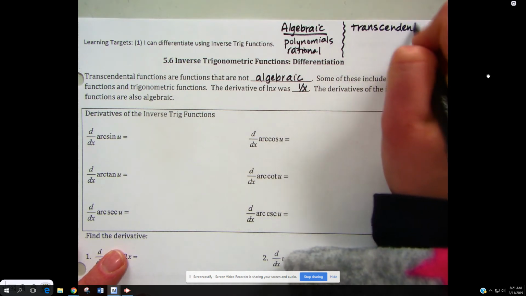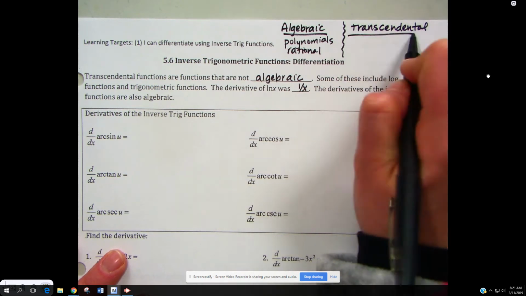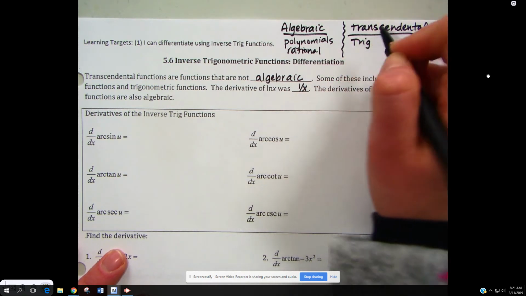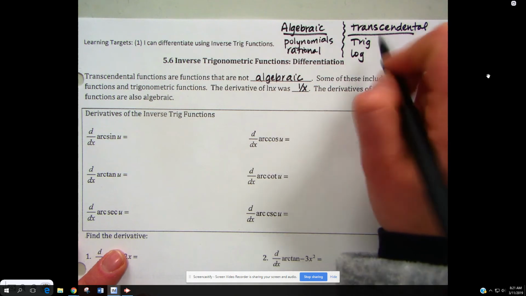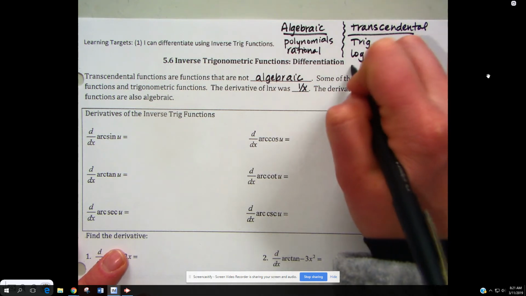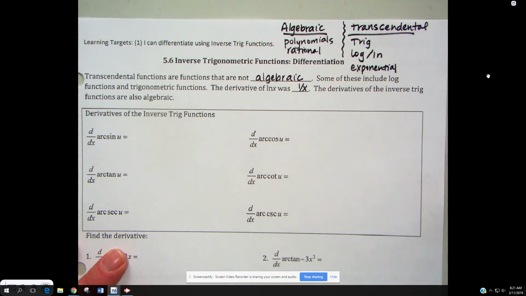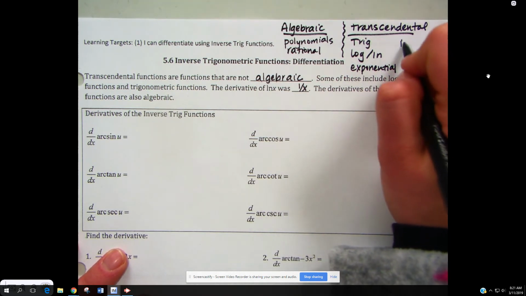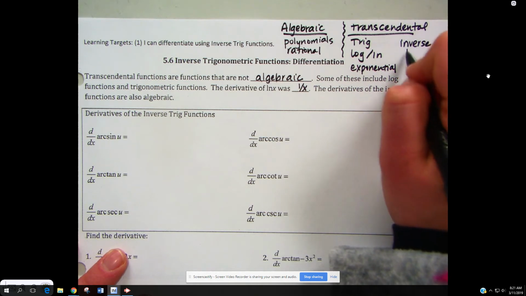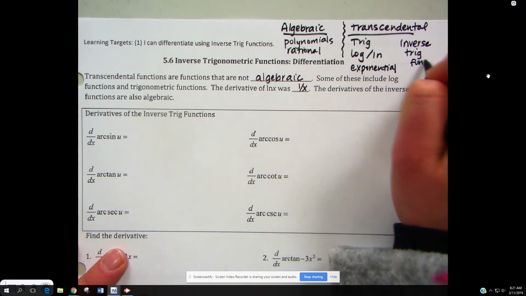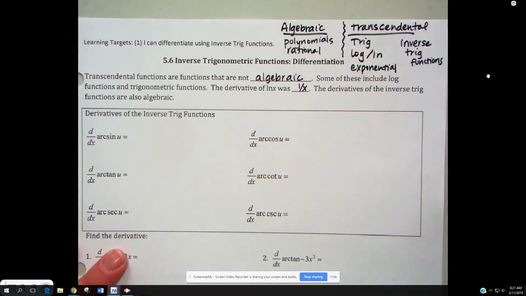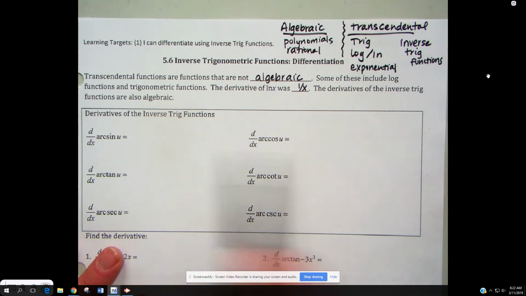Transcendental functions include trig functions, log functions, natural log functions, exponential functions, base a or base e. And now the last one that we're adding in are inverse trig functions. And like natural logs, we are going to take these inverse trig functions and write their derivatives algebraically. So that's what we have in the box here.